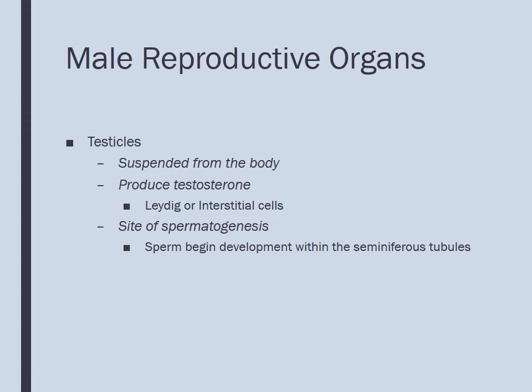I said we wouldn't spend very much time on the male reproductive organs and male reproductive tract. There's just a couple of slides here, and we'll very simply talk about the testicles that are suspended from the body, and that's basically a temperature regulatory feature. The testicles also produce testosterone in the Leydig, the interstitial cells. This is the site of spermatogenesis, so we develop those sperm, and they are stored within the seminiferous tubules, moved and then stored.